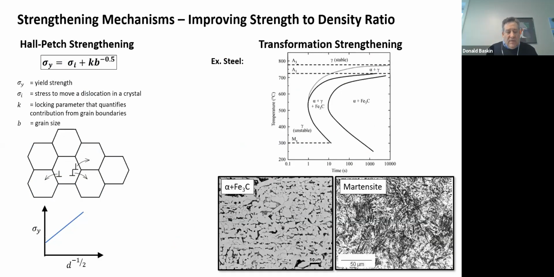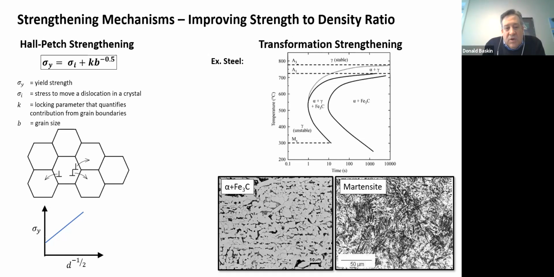Another tool that the material scientist has at his or her disposal to increase the strength to density ratio of a material is grain size. There's what's known as the Hall-Petch strengthening relationship, and it basically says that the yield strength of a material is inversely proportional to the grain size to the half power. So what this means is that the smaller grain size you have, the higher the strength increase. And there are some ways of taking a material and making sure the grain size stays large or stays small.